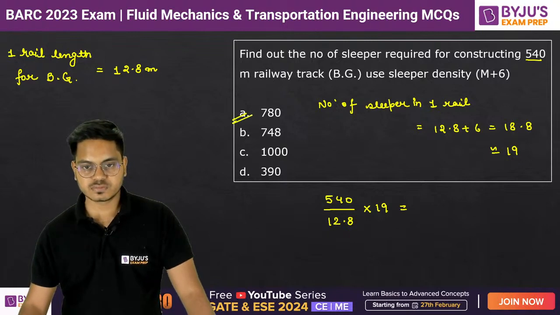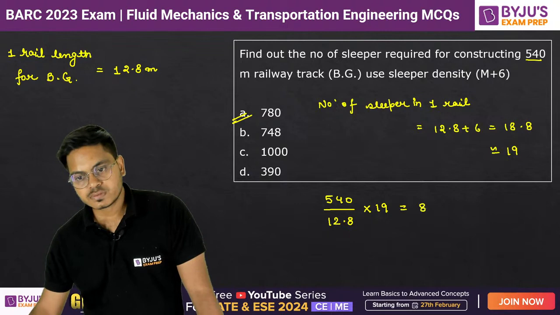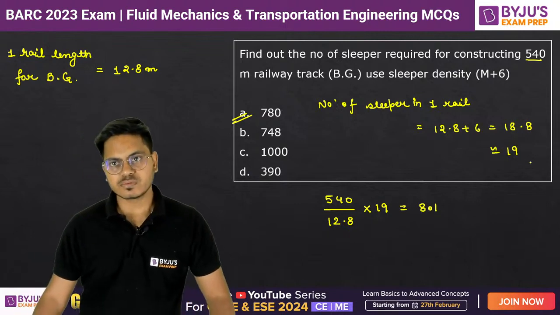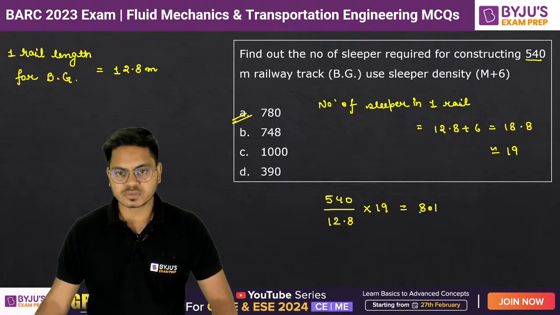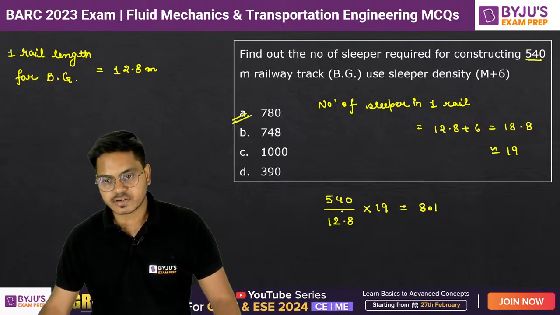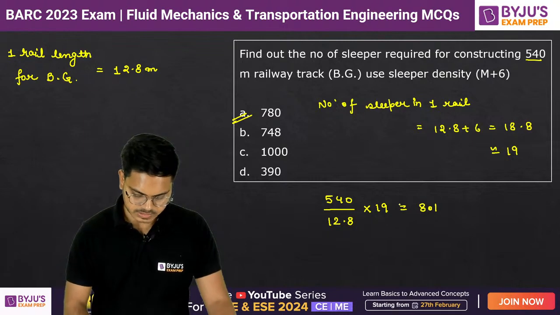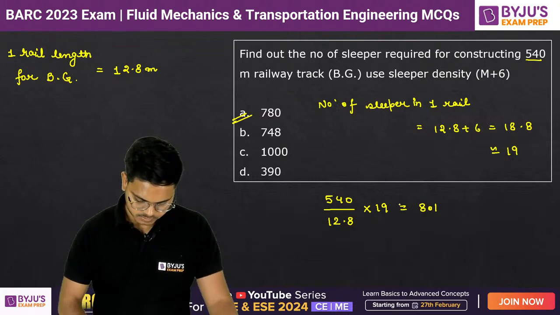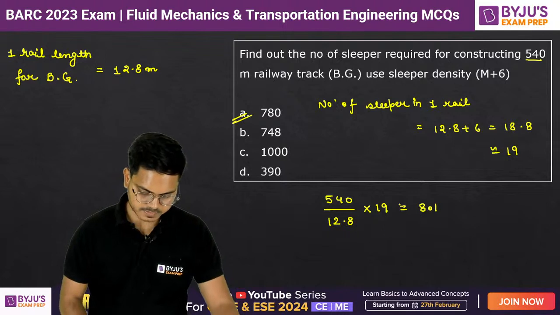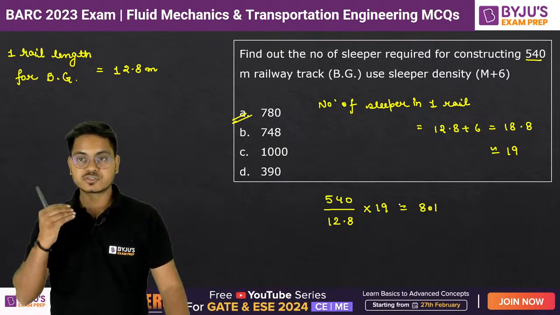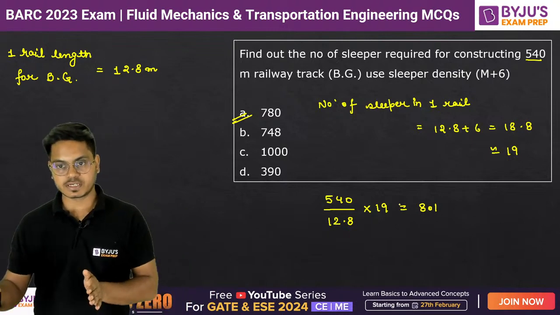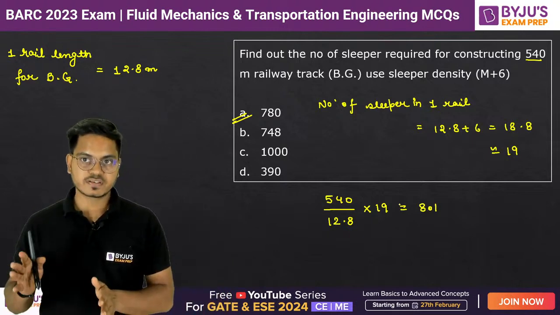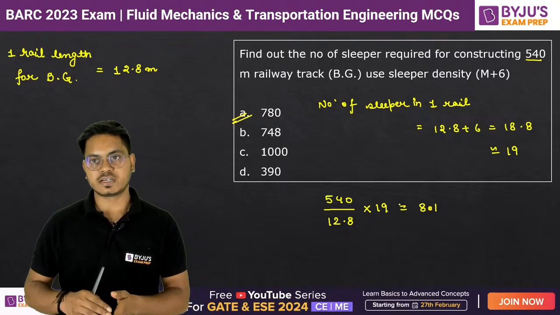So the closest option is 780, right? See what happened is, what people generally do, they take 540 by 13 here. If I take 13 instead of 12.8, then it is coming 789, right? But logically it should be 12.8 only, because we know in one rail we have 12.8 meters, correct? So even if we take 13, it is coming 789.